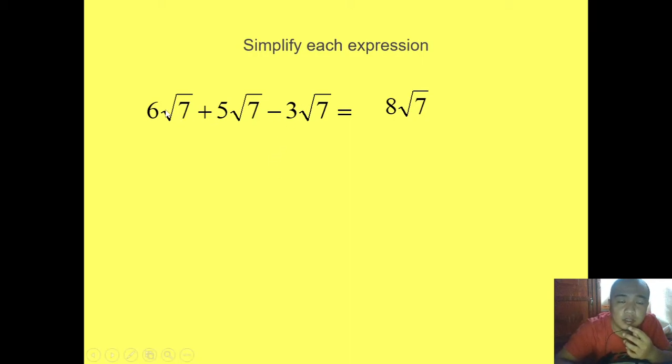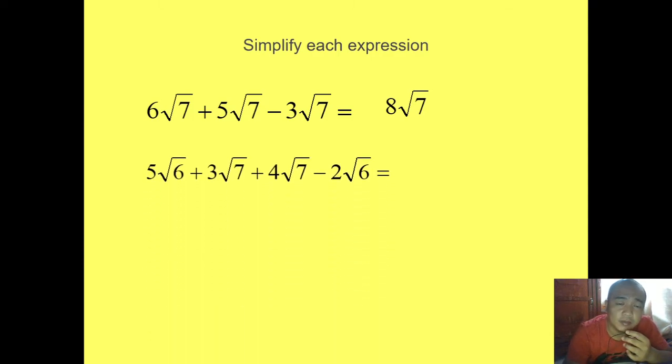Since these three are like terms, because they have the same radicand 7, same index also, we'll just add or subtract the coefficients. 6 plus 5, 11. 11 minus 3 is 8. 8 square root of 7. Then annex the common radical. So in adding or subtracting radicals, it's just the same as adding or subtracting like terms in algebra.